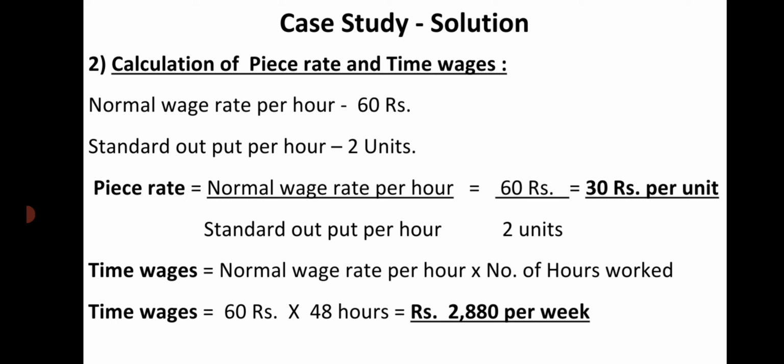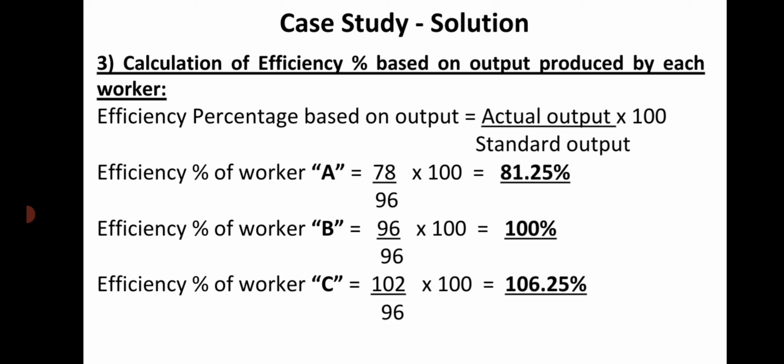Time wages is normal wage rate per hour into hours worked. Time wages is equal to 60 rupees into 48 hours, which will be 2880 per week. These are the calculations. Then, based on efficiency, the efficiency of the workers.